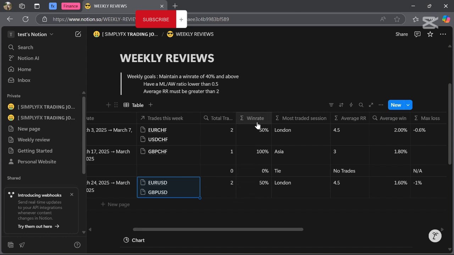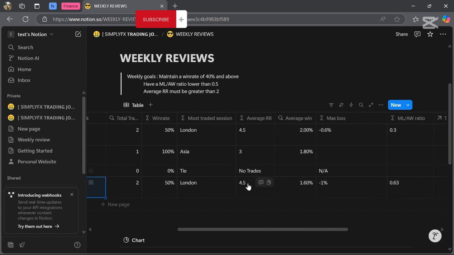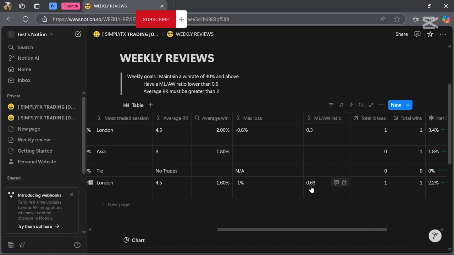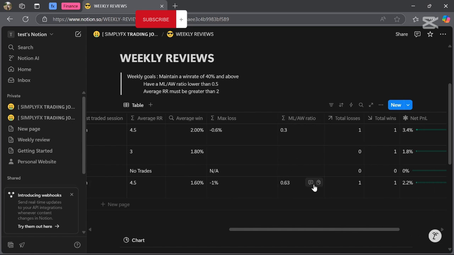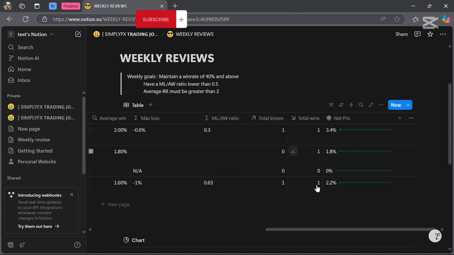So see, our win rate has dropped to 50% because we took a loss. Our most traded session is still London. Our average RR is 4.5 because of the previous RR we put in there. Average win 1.6%. And I see our ML/AW ratio has changed, as we have a value now because we had a loss there. Our maximum loss is minus 1%. Our ML/AW ratio is 0.63, which is okay, but it's not ideal. We should normally be targeting an ML/AW ratio of 0.5. Total loss is 1, our total win is 1, and see our net P&L has automatically adjusted to 2.2%.